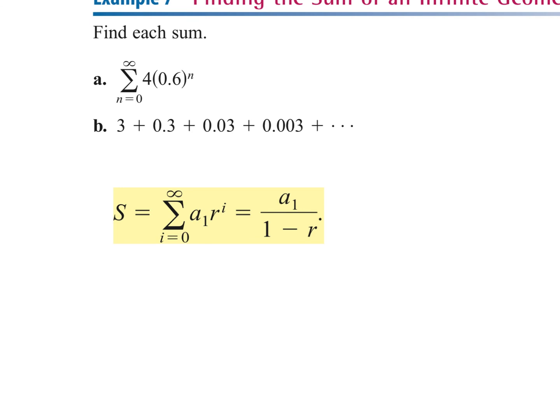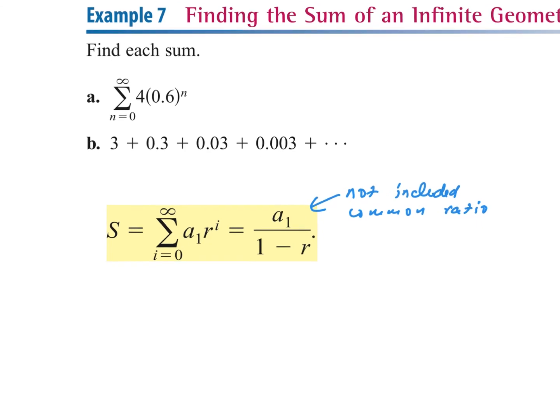All right, this one, our A1, does not have the common ratio included. Not included, common ratio. Let's just remember it. Okay? Finite, you use the common ratio when you have A1. Infinite, you do not.